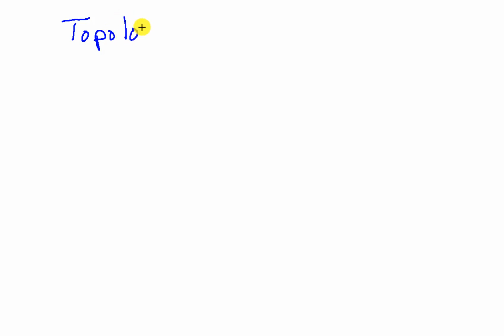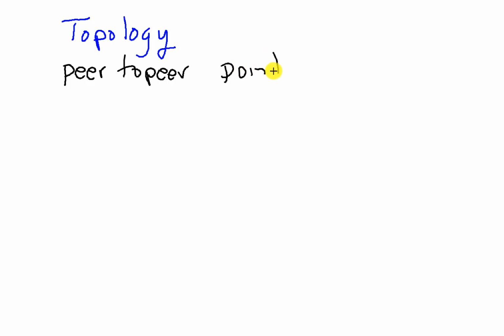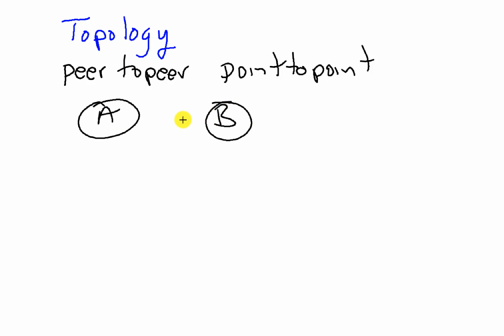Now basically topology is how various nodes of our communication network are connected. The first one we're going to look at is called peer-to-peer. Sometimes it's called point-to-point. With peer-to-peer, we have basically two objects, A and B, and they can communicate with each other. B can send to A, A can send to B.